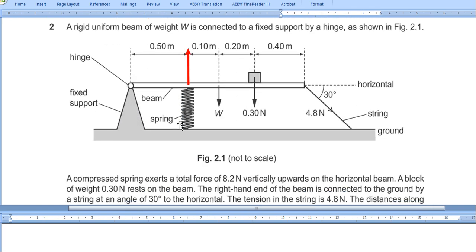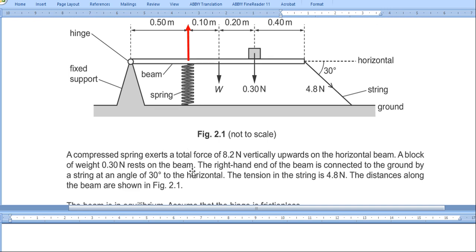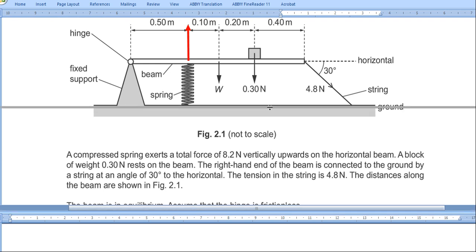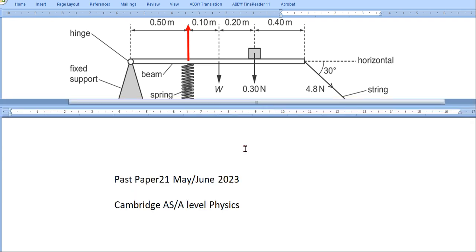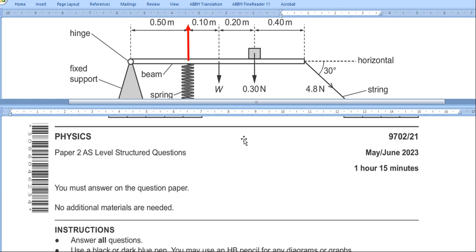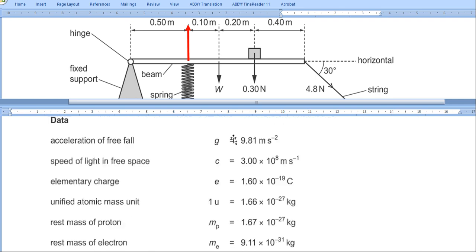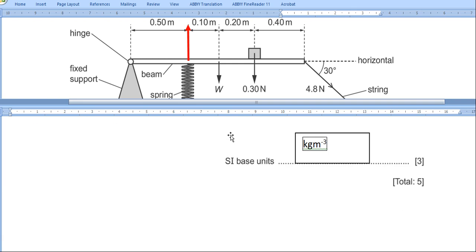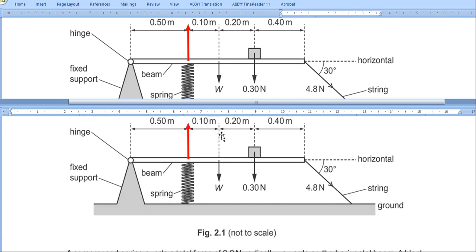Here we have a complicated picture, so I'm going to split my screen. Okay. And now let's see which question accompanies this picture. Just a moment, let me find.